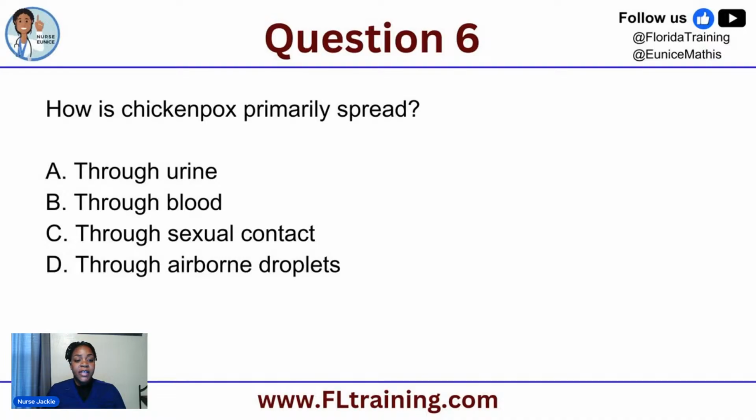Question 6. How is chickenpox primarily spread? A, through the urine. B, through blood. C, through sexual contact. Or D, through airborne droplets.